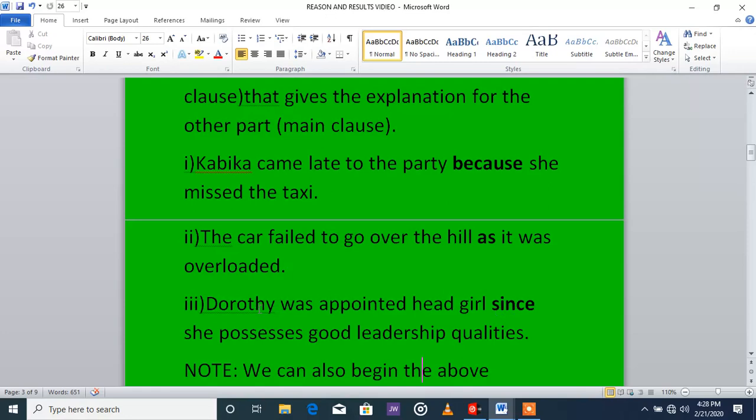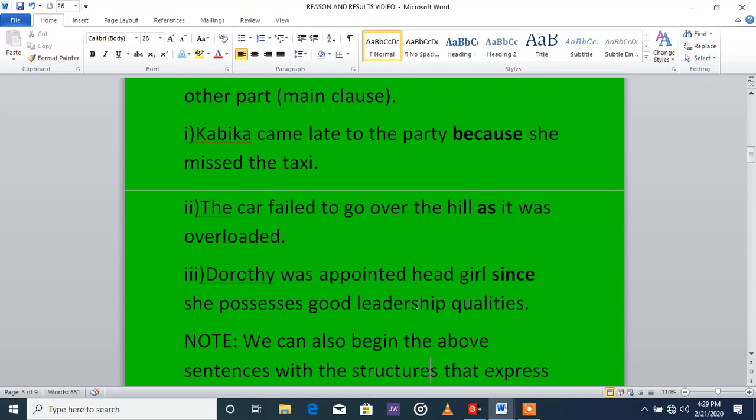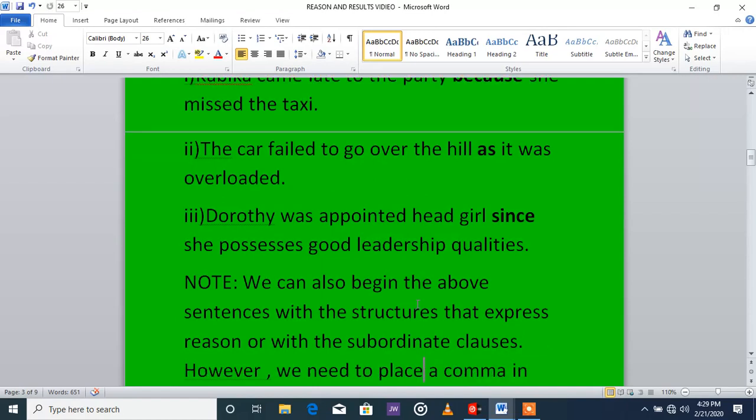Why was she appointed head girl? The reason is because she possesses good leadership qualities. So you can start with since by saying: since Dorothy possesses good leadership qualities, comma, she was appointed head girl. Or you can say: since she possesses good leadership qualities, comma, Dorothy was appointed head girl. So this is how we use since, as, and because. Where there is since, we can also put because and change the words. They can start or join the two sentences.